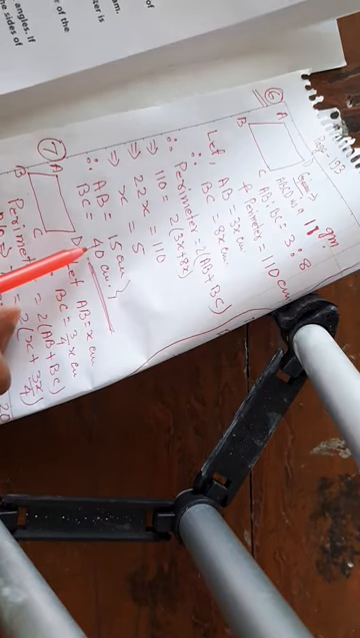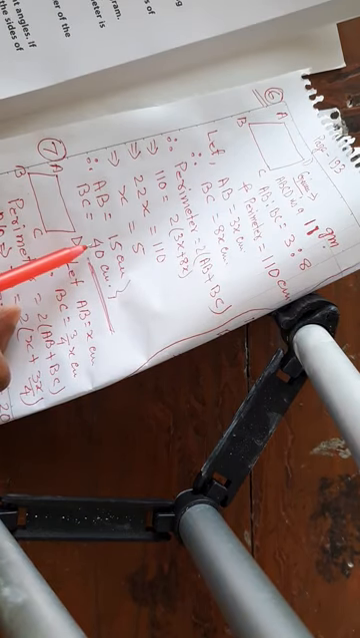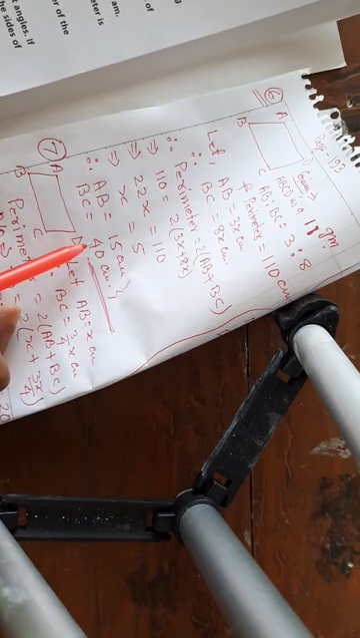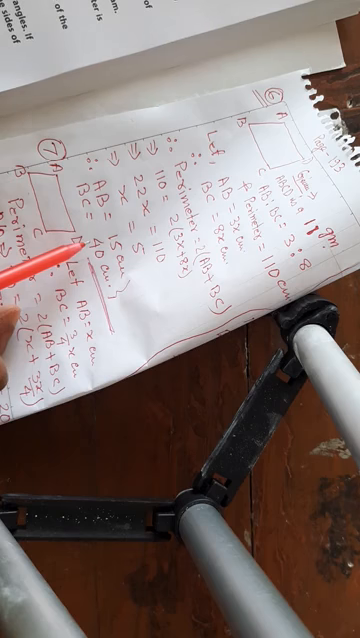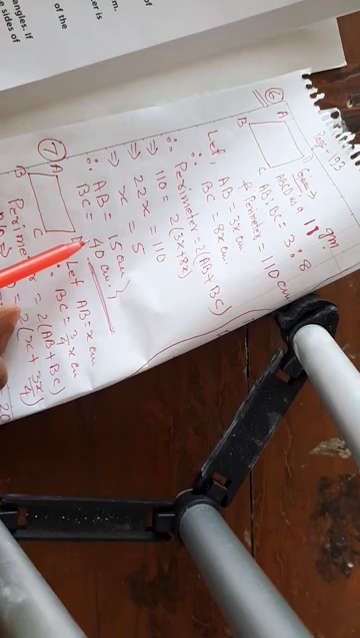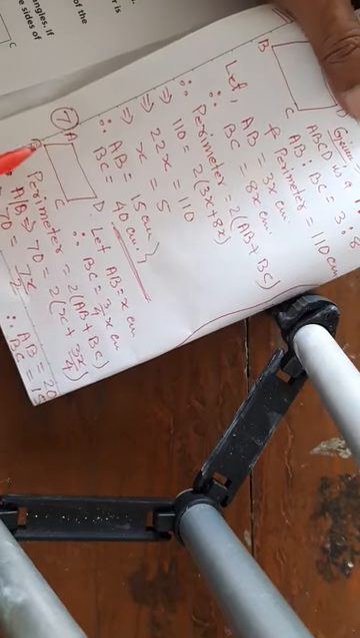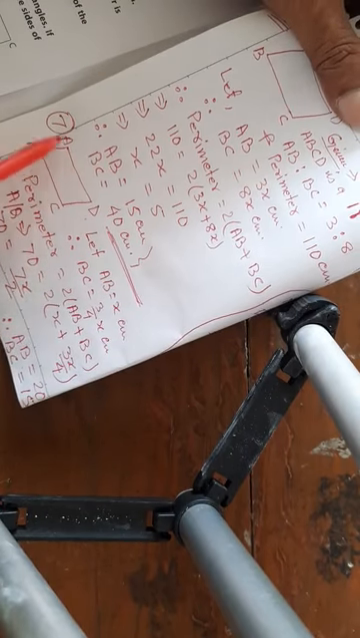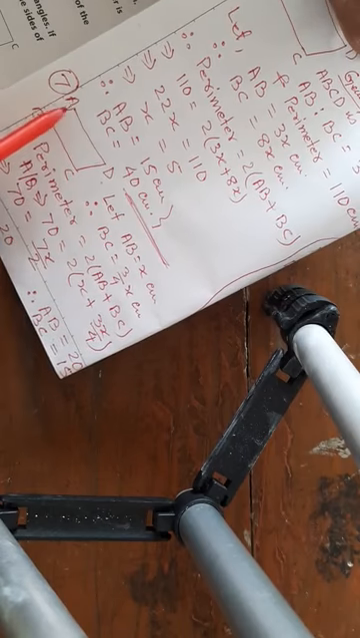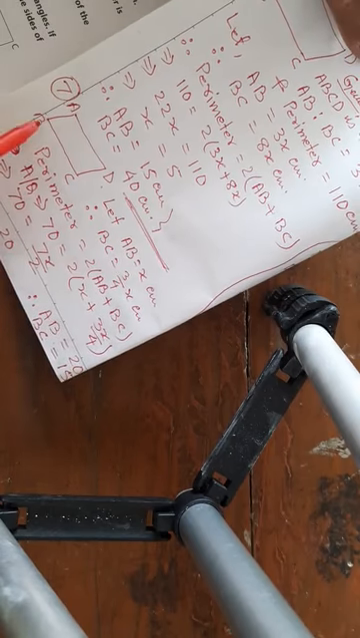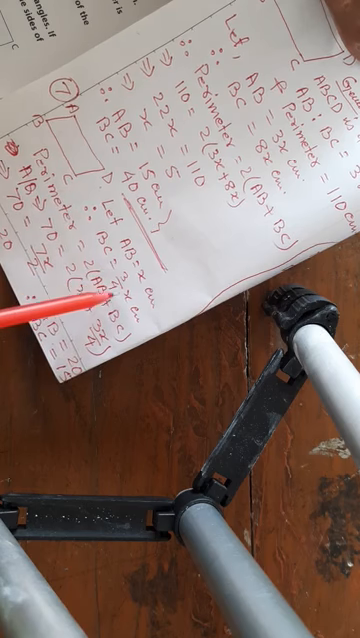Now, question number 7. Same problem just as question number 6. One side of a parallelogram is 3/4 times its adjacent side. If the perimeter of the parallelogram is 70 centimeter, find the sides of parallelogram. Let ABCD is a parallelogram. Here, let AB is equal to x centimeter. Therefore, BC is equal to 3/4 x centimeter.